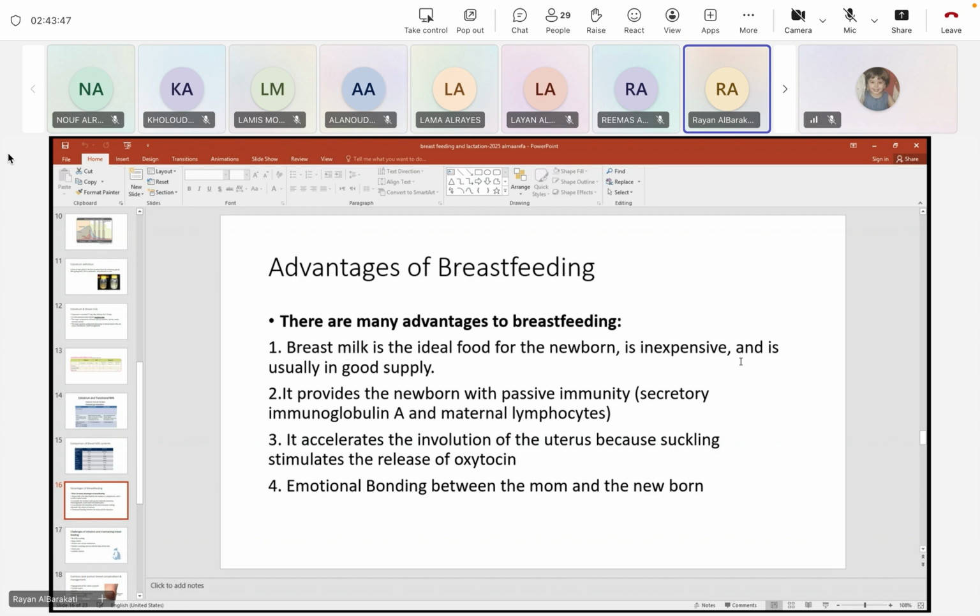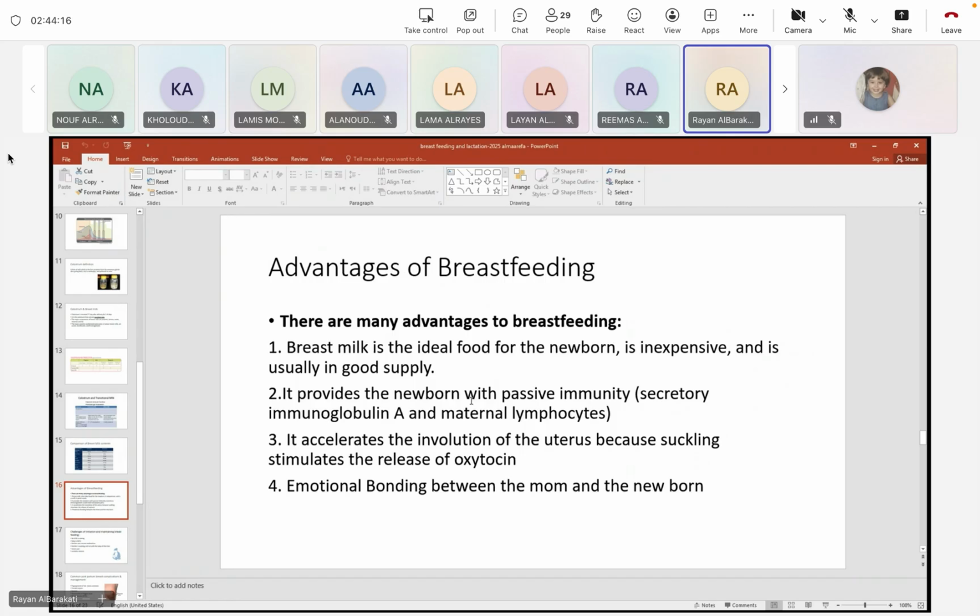Then it is inexpensive. Every mother in the world can produce milk, so it is inexpensive. Otherwise, if it had to be paid for, how would this be fair for the babies and how could we raise them? So دي من حكمة الله, it's inexpensive, produced by the mothers, and usually in good supply. As the baby needs, as he requires, the more production will happen, provided the mother is not malnourished.